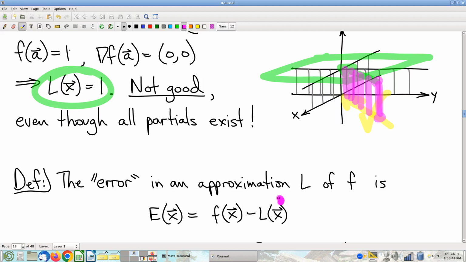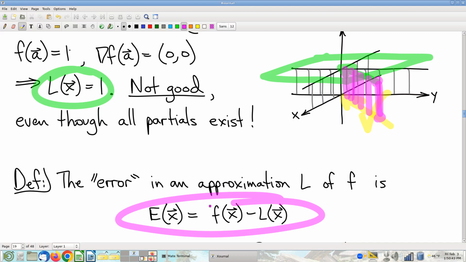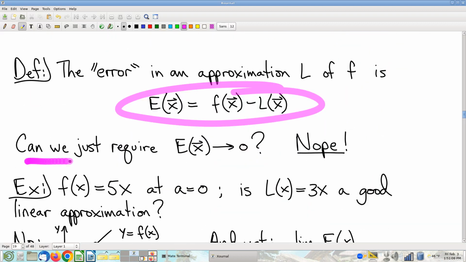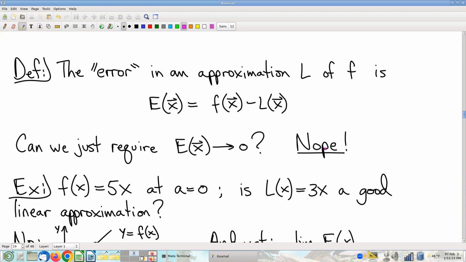So I'm going to define the error to be that difference, right? The actual value of the function minus the approximated value of the function, the candidate approximated value of the function. And surely the fact that this error is not approaching 0 is at least part of the problem. Question though, is this the entire problem? And I say no. This is actually not the entire problem. It's not going to be sufficient to just require error to go to 0. And here's my example of why it's not good enough.